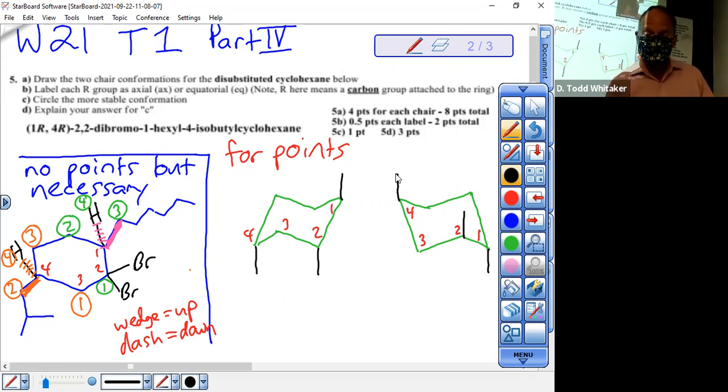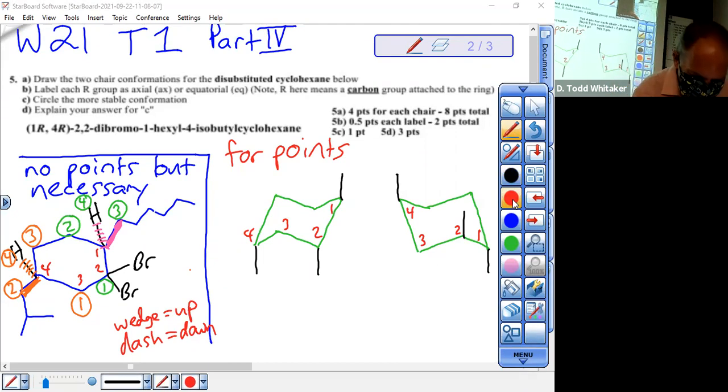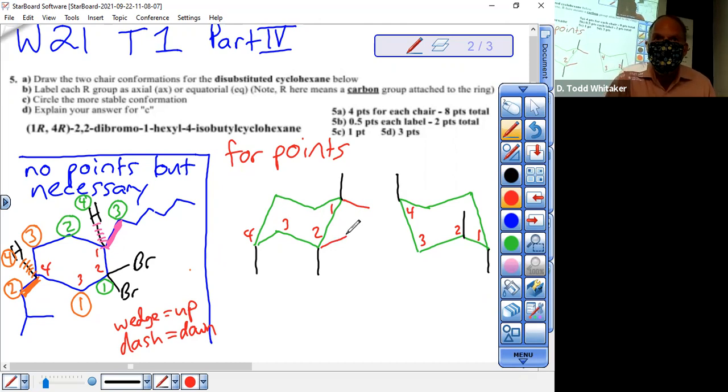Equatorials last. If the axial is straight up, then the equatorial slightly down. And I want to remind you, it needs to be parallel to this and this. Same story here. Slightly up because the axial was straight down. And parallel to this and this. Carbon 4, axial straight down, equatorial, therefore slightly up, parallel to 2, 3, and 5, 6.